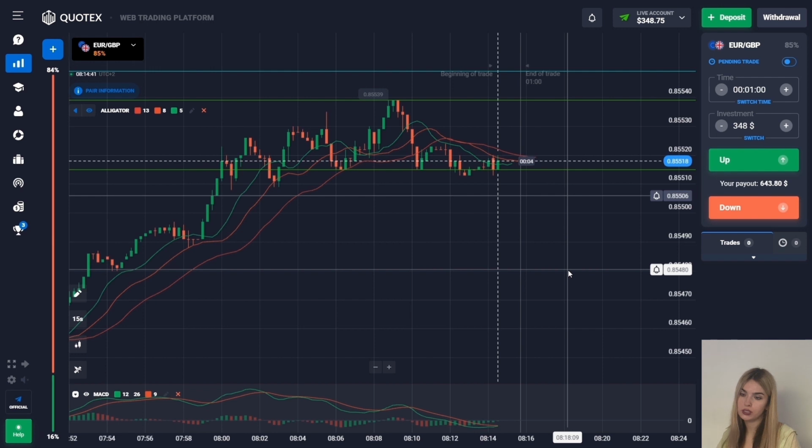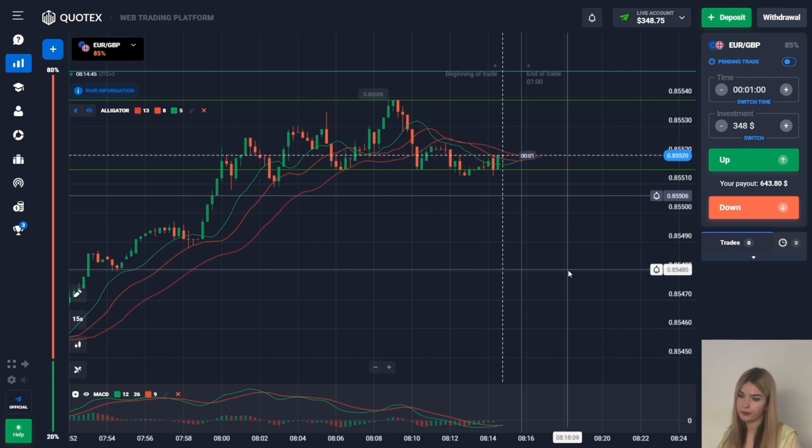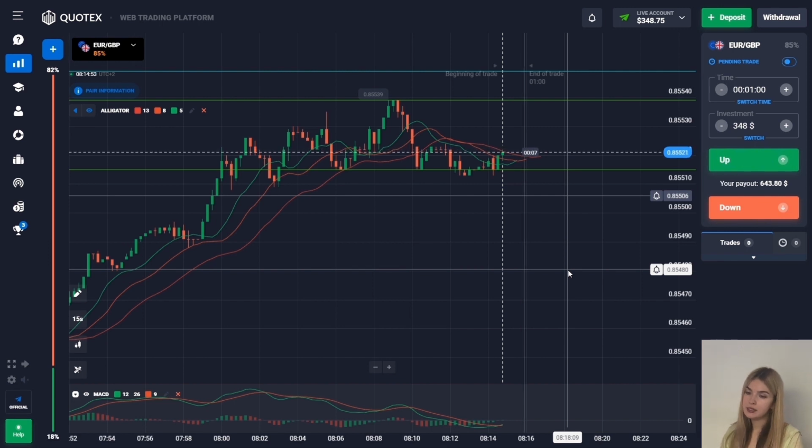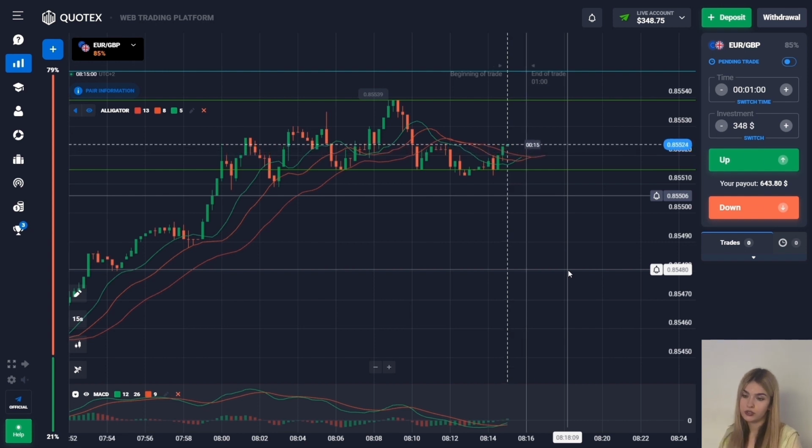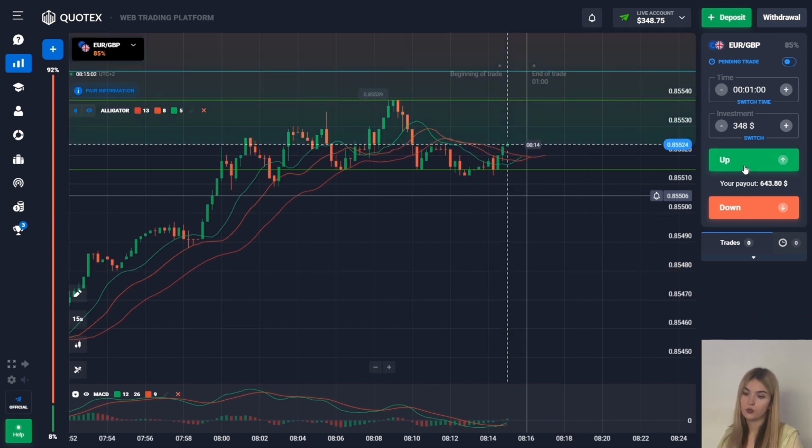In such a situation, guys, I would like to find a good point to enter a deal for going up. As soon as I see that the main MACD line crosses the signal line from the bottom up, the green alligator line similarly crosses the other sliding ones, I will open a deal, guys, with $348. The time is 1 minute.